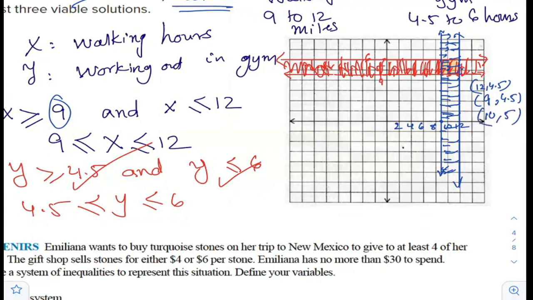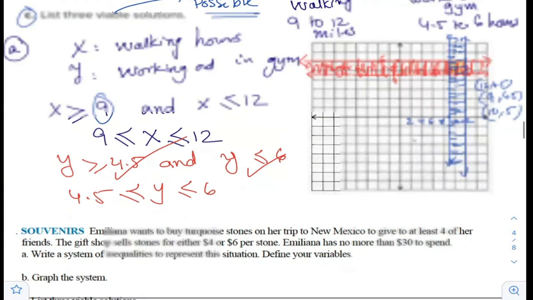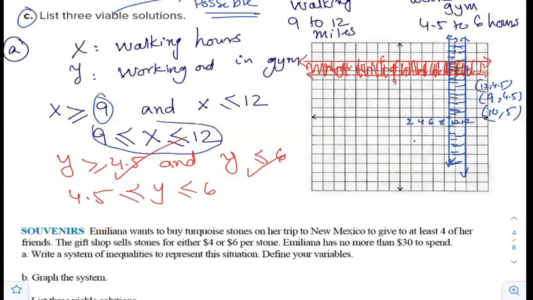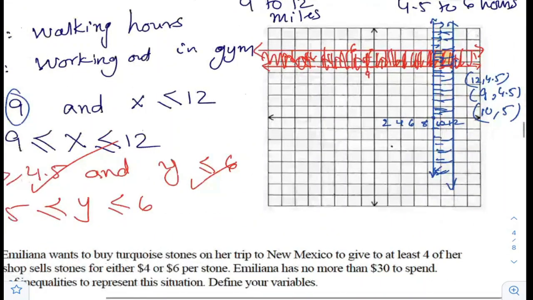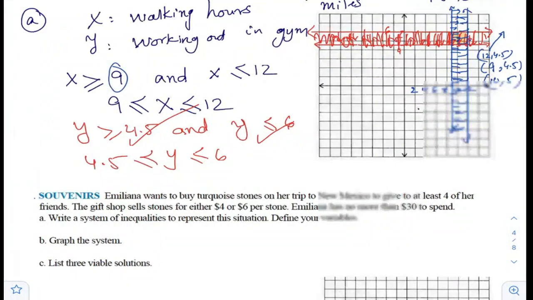Actually, in this exercise, it's easy to pick, just with two conditions. X should be between 9 and 12, and Y at the same time should be between 4.5 and 6. It can include the borders, no worries. Okay. What is the meaning of 12 and 4.5? 12 means the number of miles is 12, and 4.5 is the number of hours in the gym.